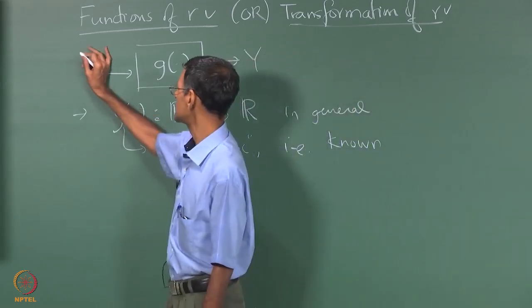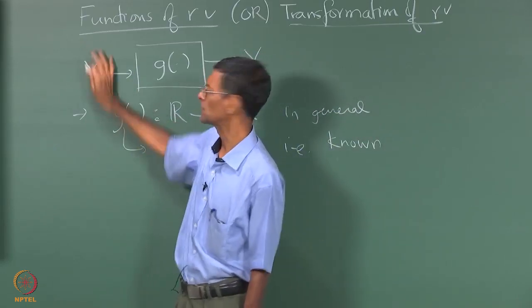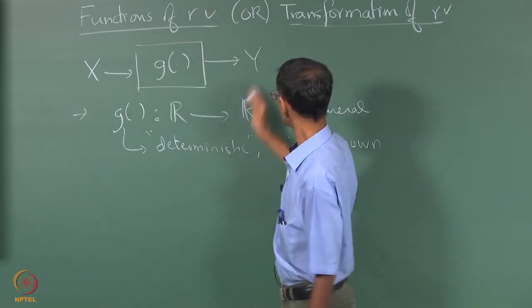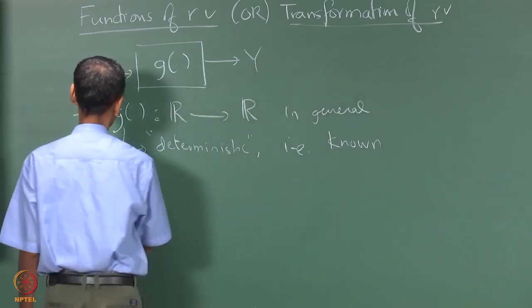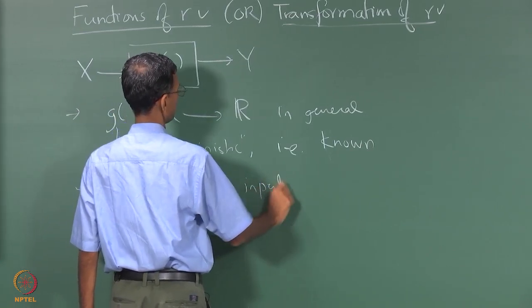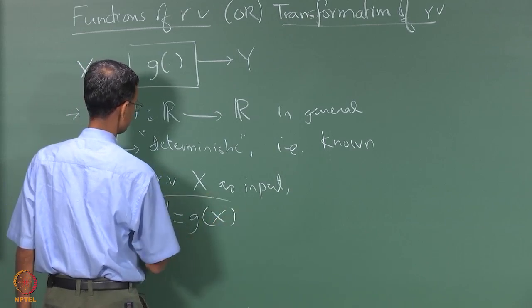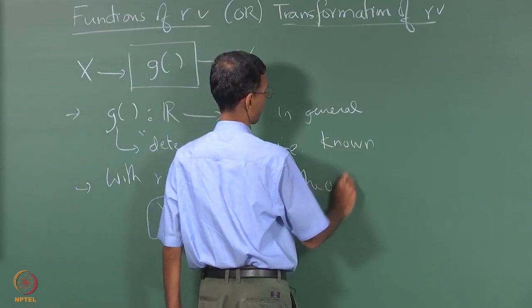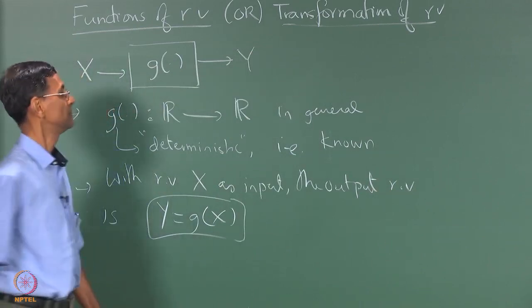Because you are assuming that there is some statistical regularity or behavior, some statistical description of what is coming in at the input, and that will transform into the statistical description of the output. So with the random variable X as input, we have Y equal to G of X. The output random variable is simply this.